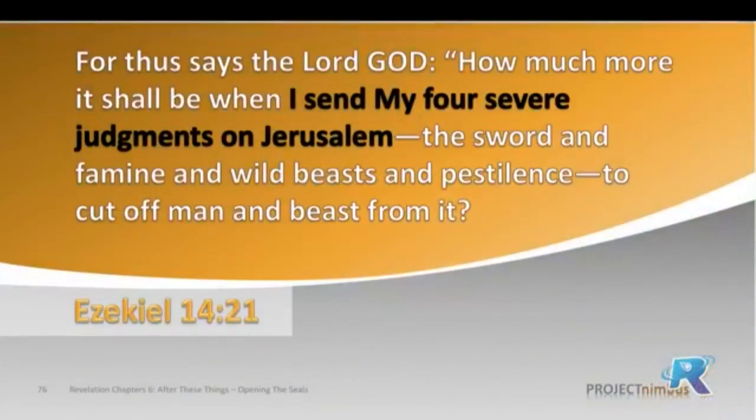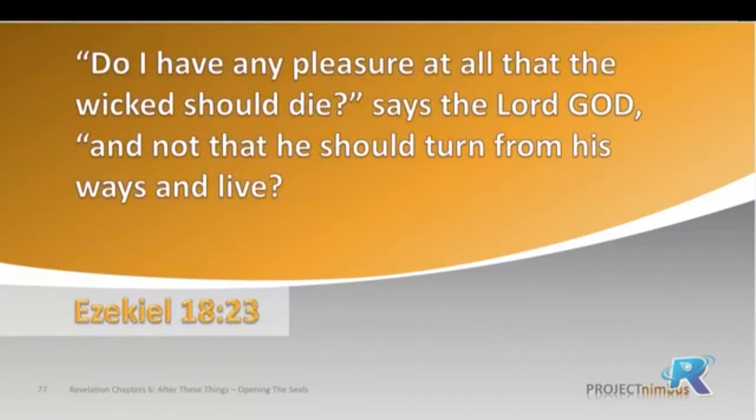Ezekiel 14:21 says, "For thus says the Lord God, how much more it shall be when I send my four severe judgments on Jerusalem." What are they? Sword and famine and wild beast and pestilence. Isn't it amazing how Ezekiel gets that right hundreds of years before John writes the Apocalypse? To cut off man and beast from it. Ezekiel 18:23 says, "Do I have any pleasure at all that the wicked should die, says the Lord God, and not that he should turn from his ways and live?"